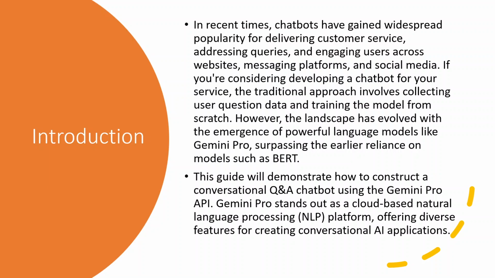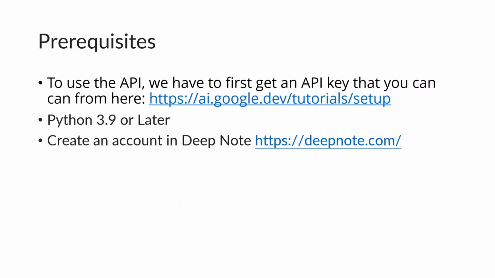So basically, in this guide, we'll be demonstrating how you can construct a conversational Q&A chatbot using Gemini Pro API. Gemini Pro stands out as a cloud-based natural language processing, which is an NLP platform, which offers diverse features for creating conversational AI applications. So these are some of the prerequisites.